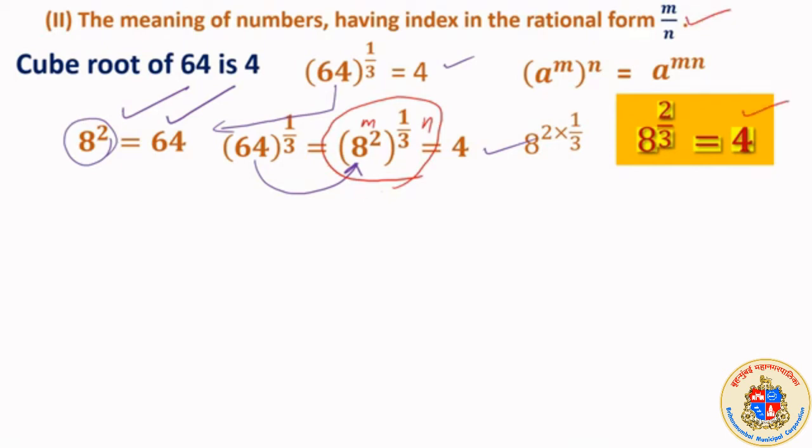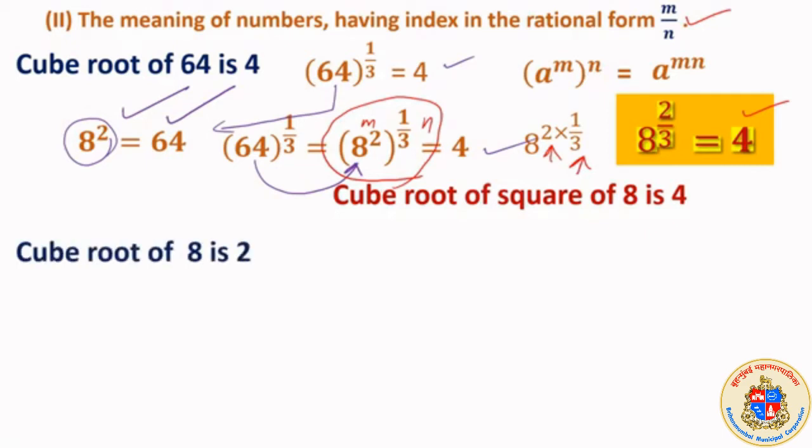No doubt. And how will we read this now? We started with cube root of 64. Now we ended with 8 in such a way that cube root of square of 8 is 4. मतलब we read it like this: first this way, cube root of square of 8 is 4. ठीक है? इतना आपको समझना है, समझ के रखना है. We'll go ahead. Another case.